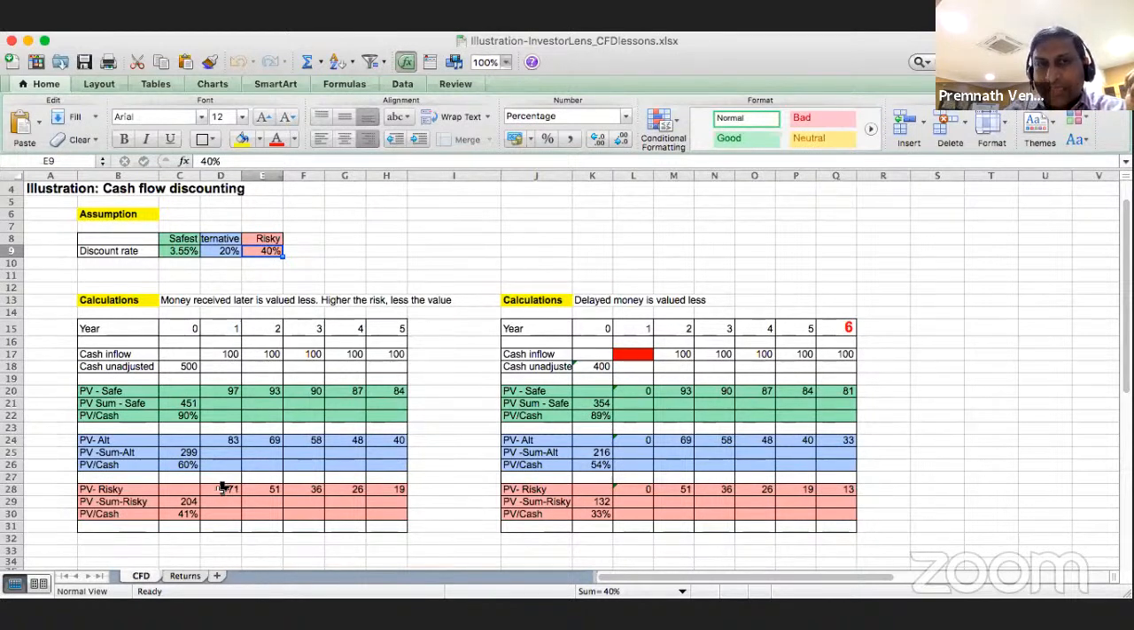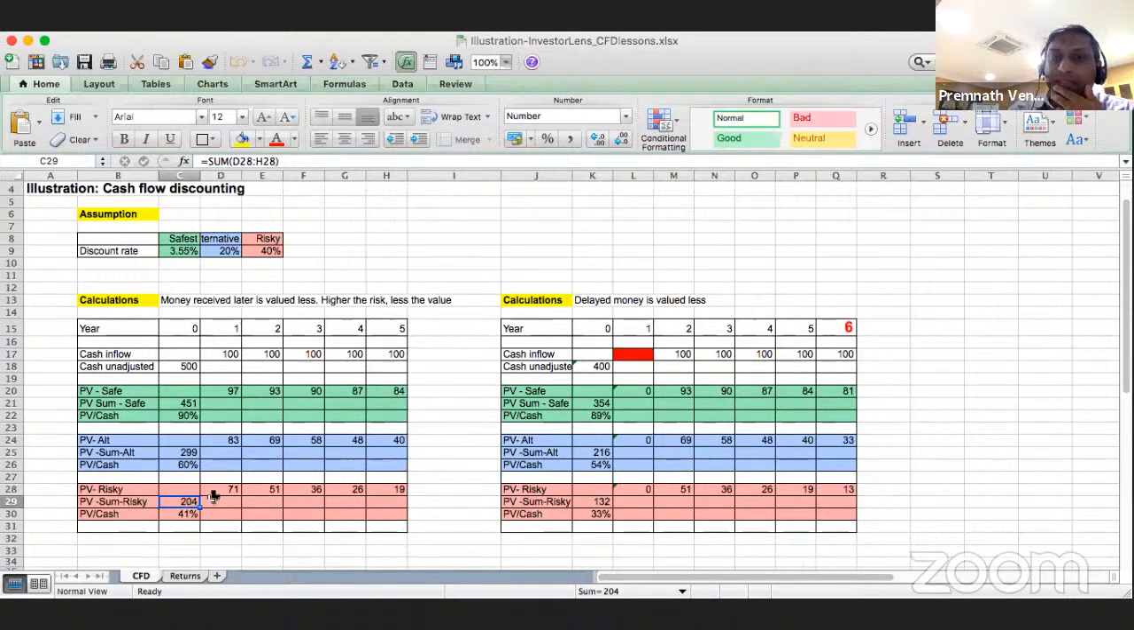In the risky case, the 100 rupees is now valued at 71 rupees. So the present value of this 100 rupees is 71, and the second 100 rupees is 51, and so on, because I am dividing it by 1.4 to the power 1, to the power 2, to the power 3, and so on and so forth. This is the number that I get out of it, and it adds up to 204. You can see, first of all, that the same cash flow in a risky situation with a higher discount rate is worth a lot lesser, right?